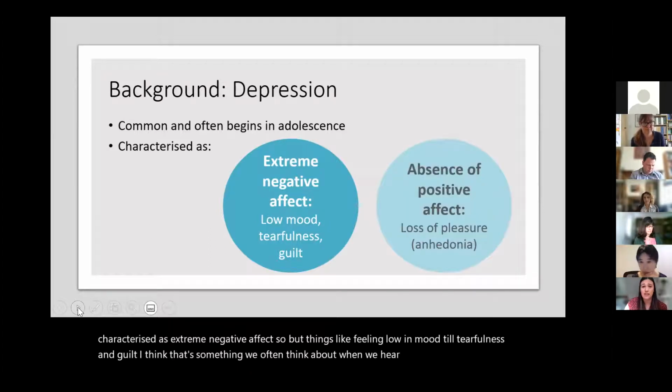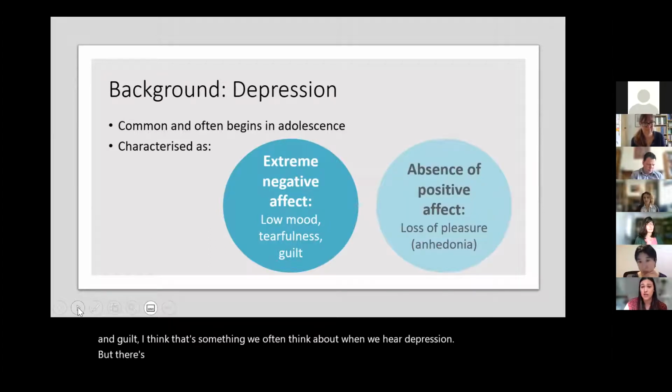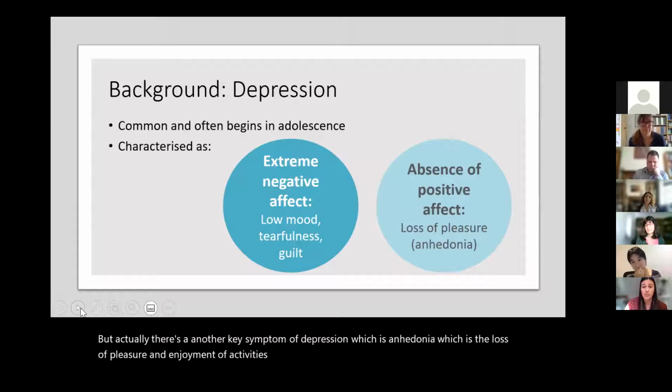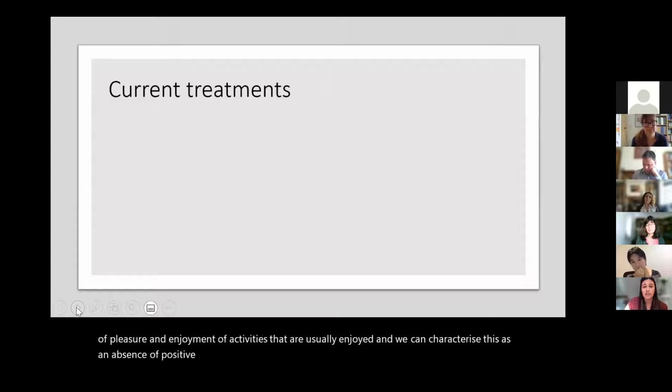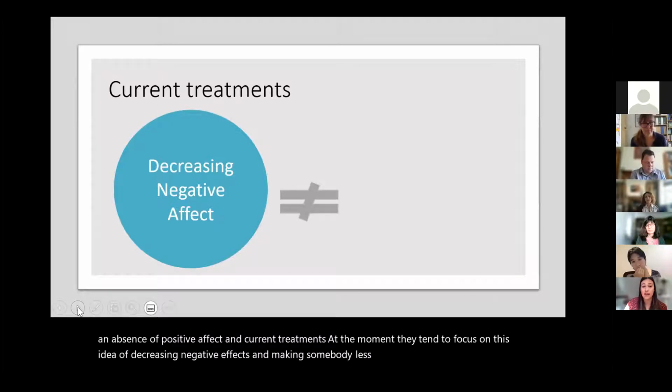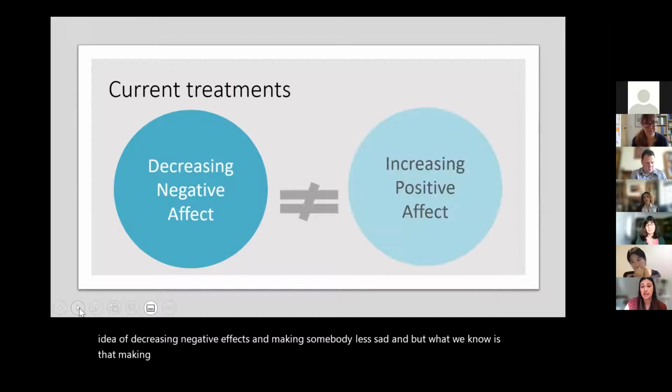But actually there's another key symptom of depression, which is anhedonia, which is the loss of pleasure and enjoyment of activities that are usually enjoyed. And we can characterize this as an absence of positive affect. Current treatments at the moment tend to focus on decreasing negative affect and making somebody less sad. But what we know is that making someone less sad isn't the same as increasing positive affect, so increasing positive emotions and increasing motivation and enjoyment in things.